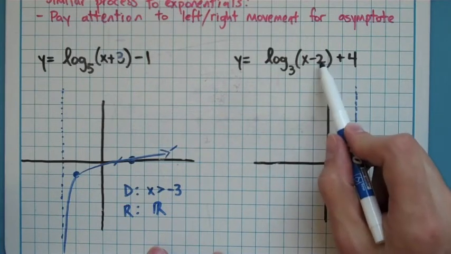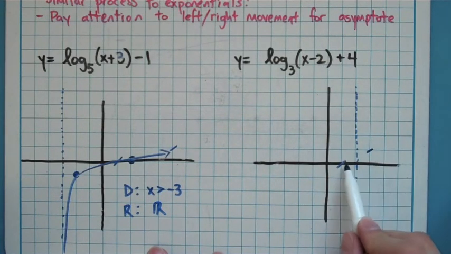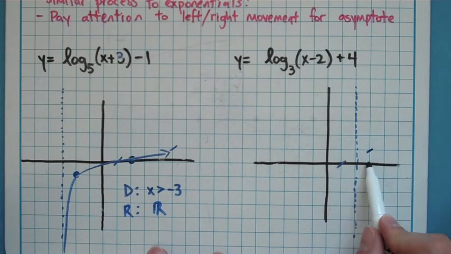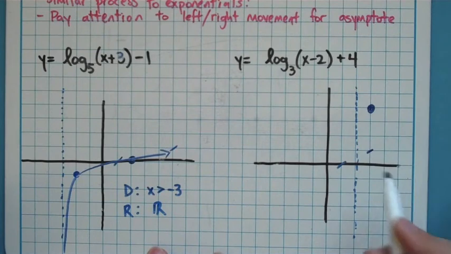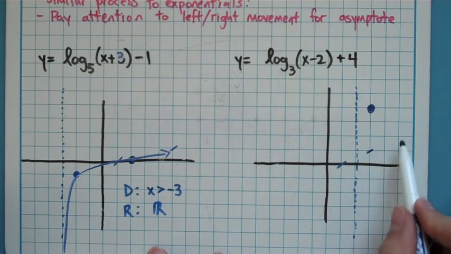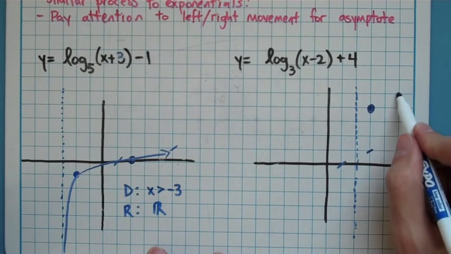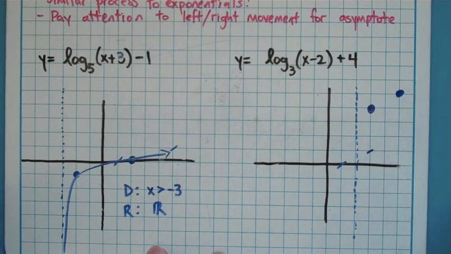But those points are going to go right 2 and up 4. So each of these dots, I'm going to start here. I go right 2, up 1, 2, 3, 4. And again, I'm going to go right 2, 1, 2, 3, 4. So my 2 points are plotted.